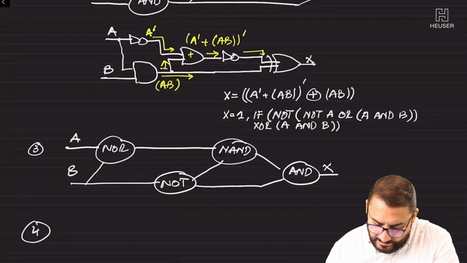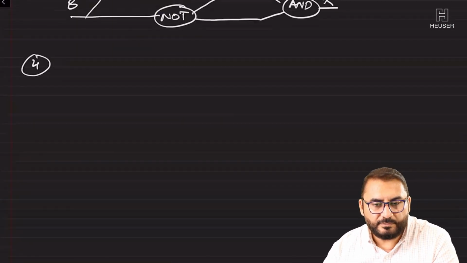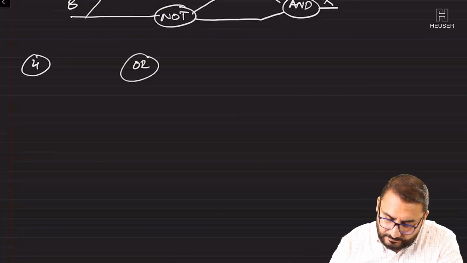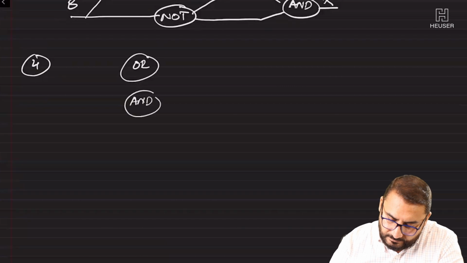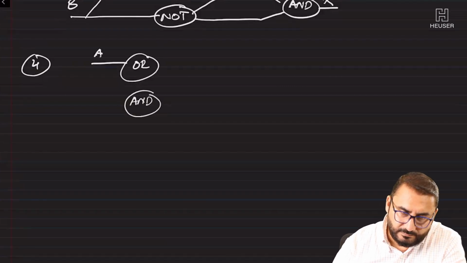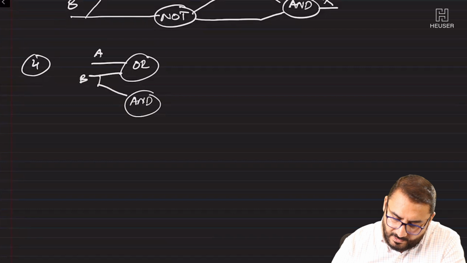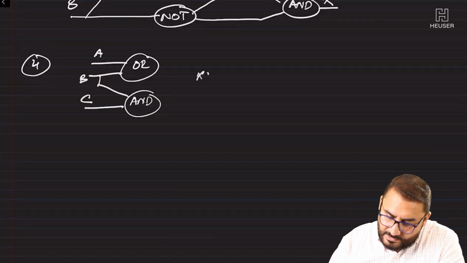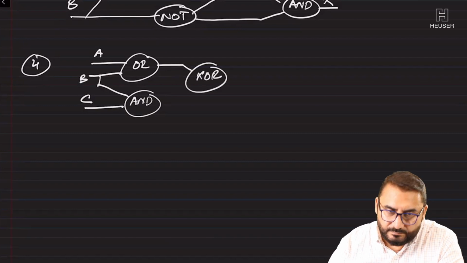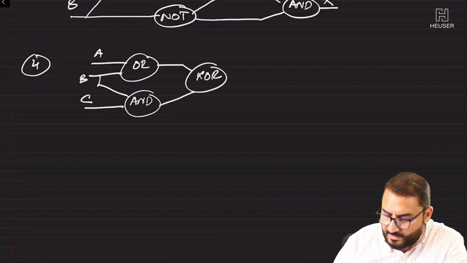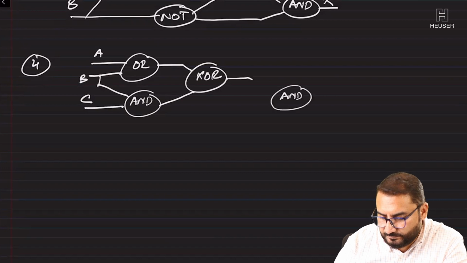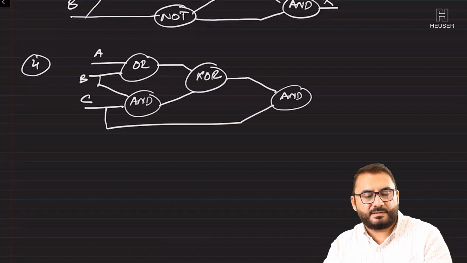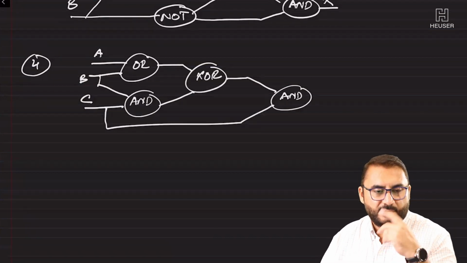Then we have another, number 4. This is with 3 inputs: OR gate, AND gate, A, B also going to OR. There's a copy of B in AND gate, and then we have got C. Then we have exclusive OR gate, and then we have another AND gate. Alright, since this is the circuit with 3 inputs, I'm going to solve it.